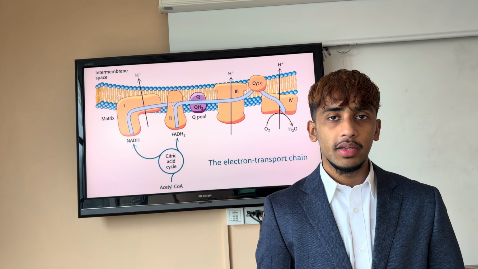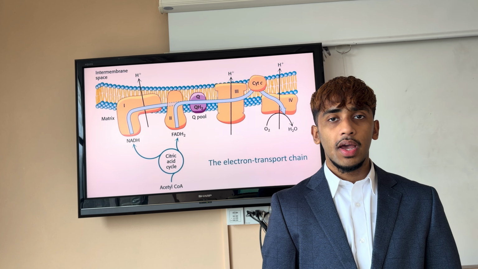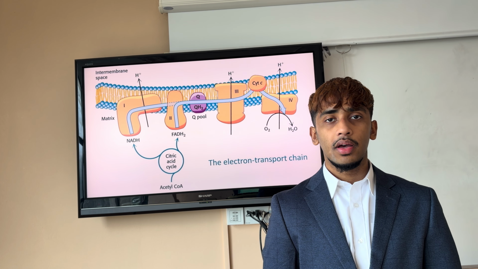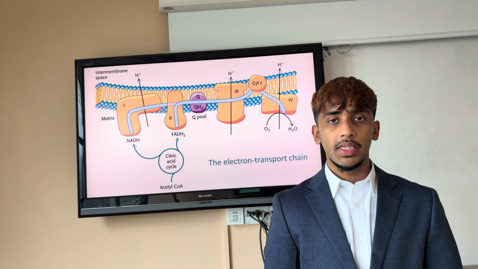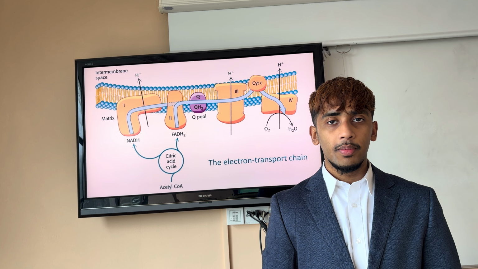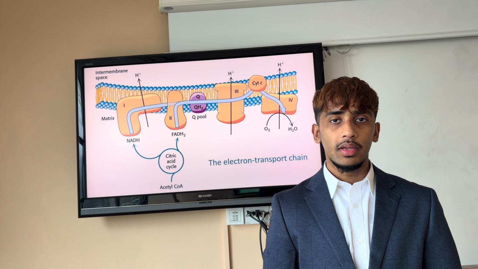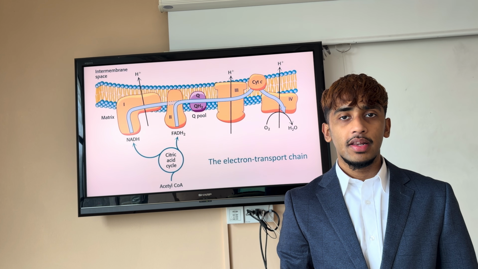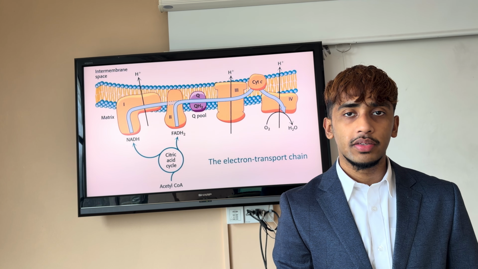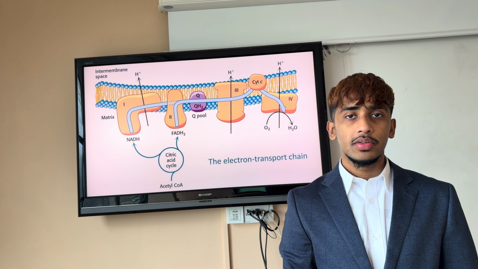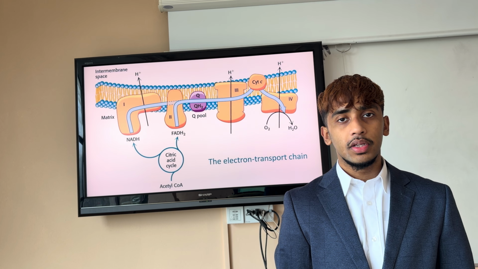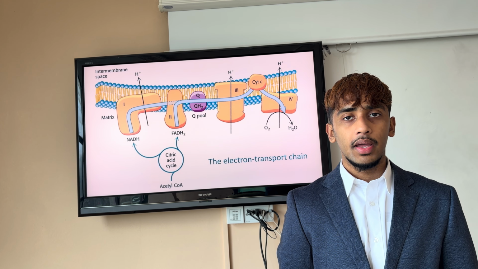Protons then flow back into the matrix through ATP synthase. The movement of protons drives the rotation of ATP synthase, which drives the formation of ATP from ADP and inorganic phosphate. Oxygen acts as the final electron acceptor at complex 4, combining electrons and protons to form water. Without oxygen, the whole chain would back up and stop ATP production.